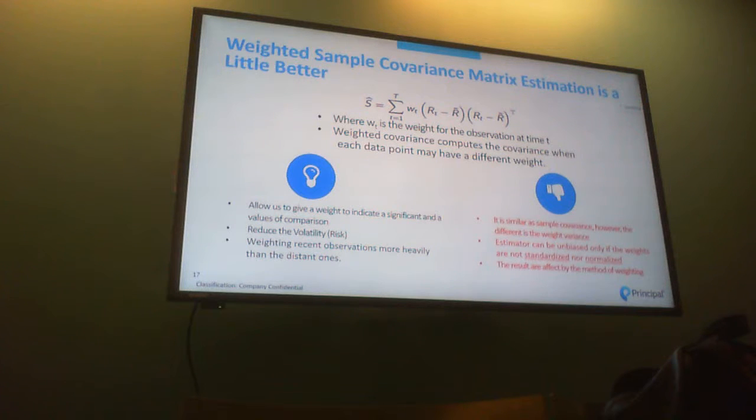Okay, this one's good. Has your team been able to implement the weighted sample covariance matrix estimate? Brody, can you repeat that? I said this is a good slide. Has your team been able to test the weighted sample covariance matrix estimation method? The weighted, yeah. Yeah, we can test it.